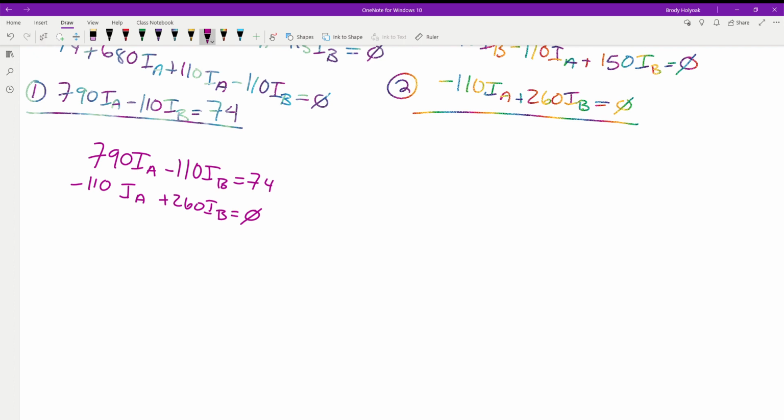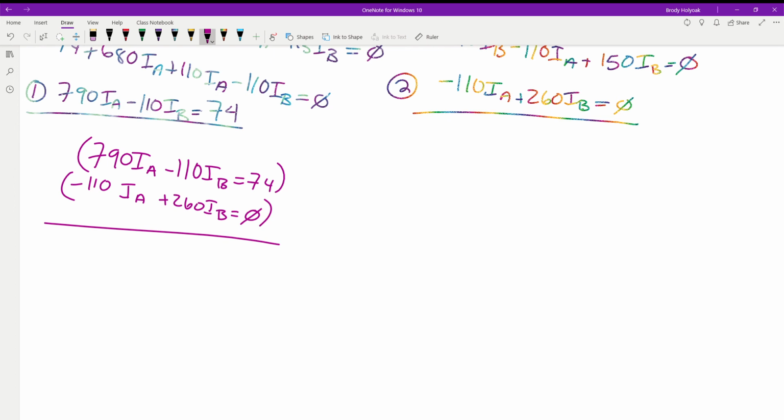Okay. This one we're probably just going to end up brute forcing. We'll just call it good. So we need to make one of these variables equal in magnitude, but opposite in polarity. So do we want to get rid of IA or IB first? And it doesn't really matter. Get rid of IA.